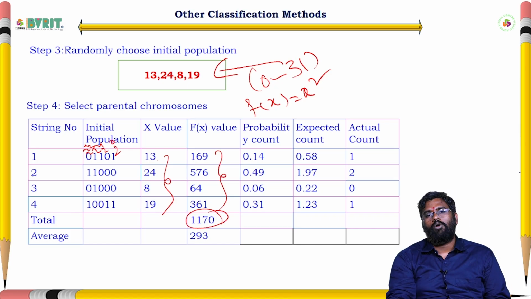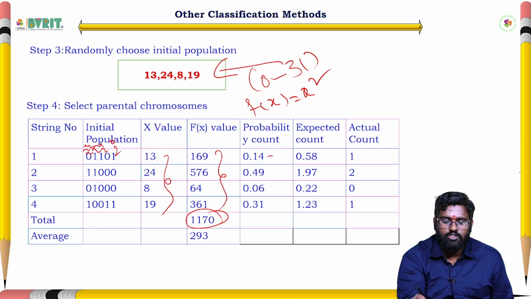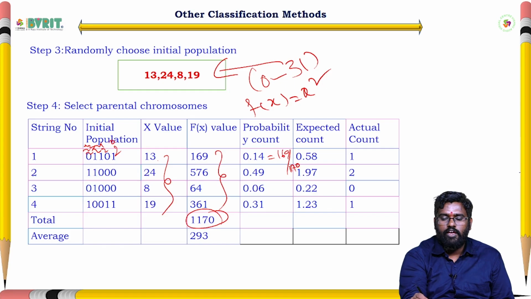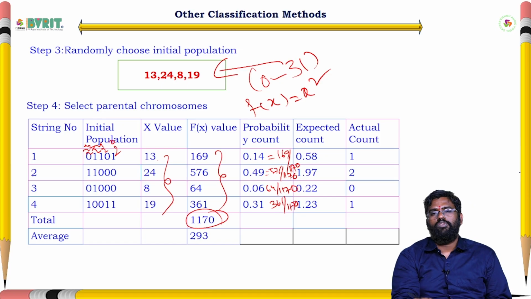Next we need to calculate the probability count value. How are we getting it? The probability count is equal to 169 divided by the total value 1170. Similarly here also, 576 divided by 1170. Here 64 divided by 1170. Here 361 divided by 1170. That is your values of the probability count.